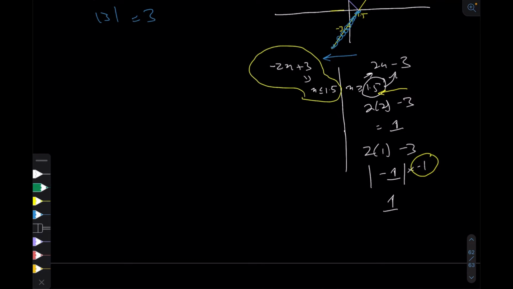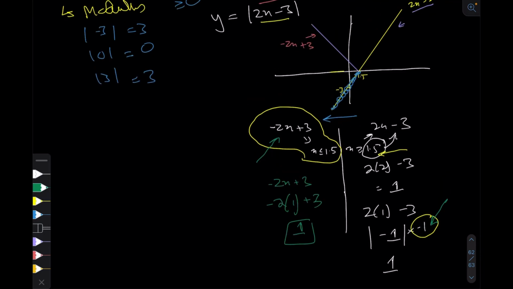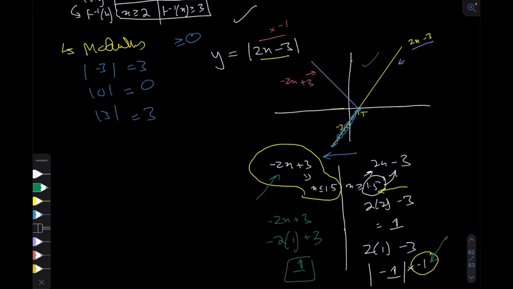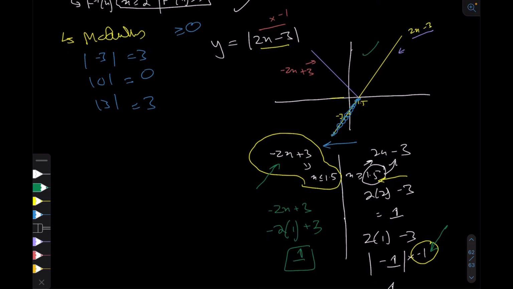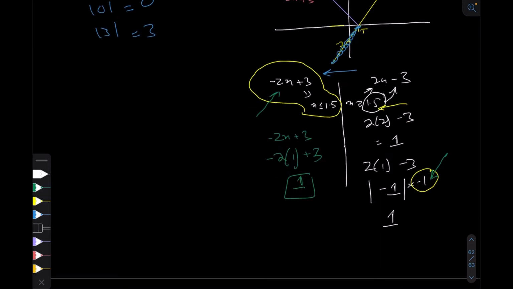So if I repeat this with minus 2x plus 3, if I input 1 into it, minus 2 times 1 plus 3 would be 1. And that's all because the effect of modulus was multiplying it by -1. So we just multiplied by -1 over here. So this is how you sketch the modulus graphs. And this is not the end of it. There's just a little bit more.